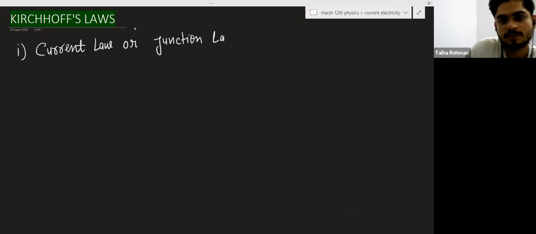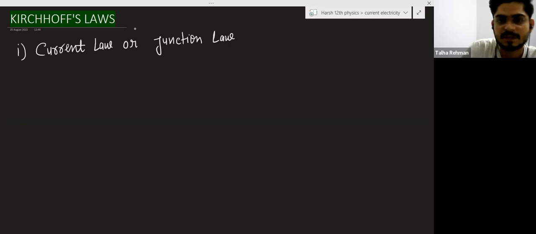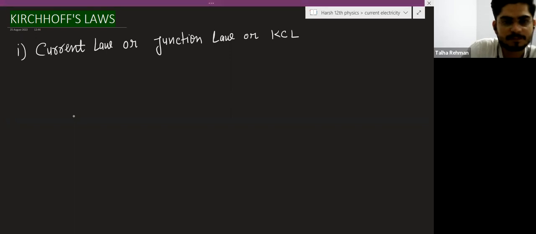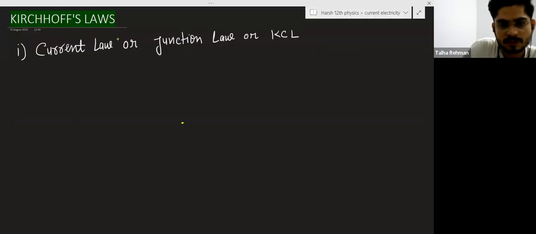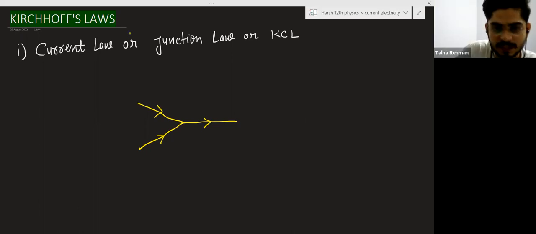Junction law. In short form, we say it as KCL, Kirchhoff's current law. So, what this law is, suppose you have these 3 wires like this, and this is the junction point.